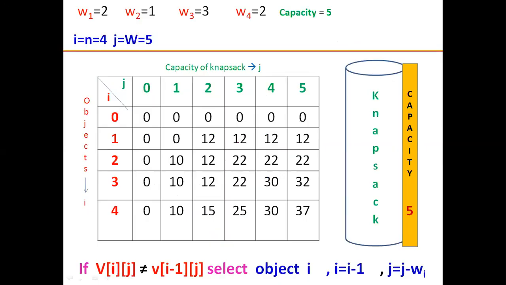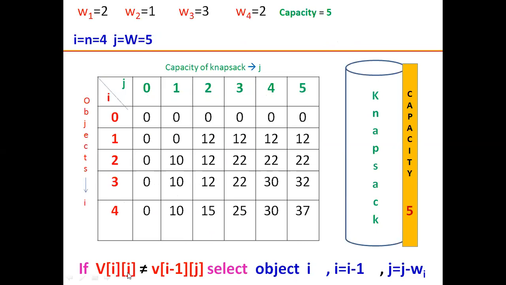To begin with, here we have 4 objects and capacity 5, so initially i is 4 and j is 5. Now at first, what we have to do here is check V of i, j with V of i minus 1, j.